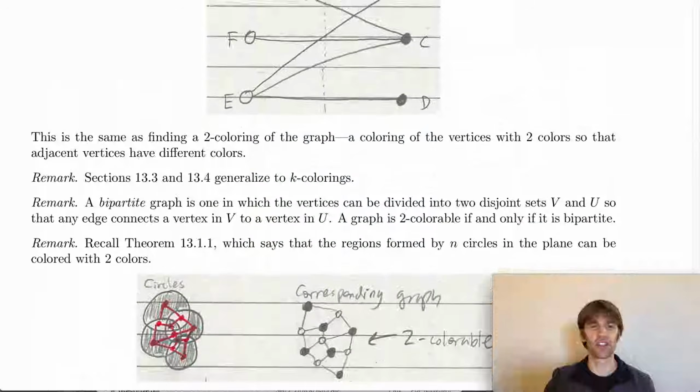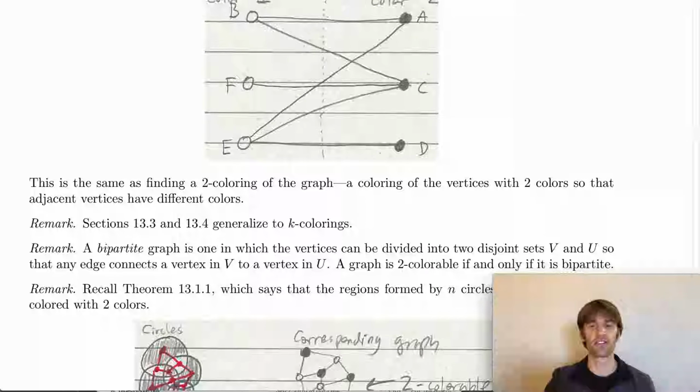Another name for such graphs is bipartite graphs. So a graph is deemed to be bipartite if you can divide the vertices of the graph into 2 sets, such that no edges exist between 2 vertices of the same set. So here we've divided our vertices into 2 sets, room 1 and room 2, where no edge exists between 2 vertices of the same class.